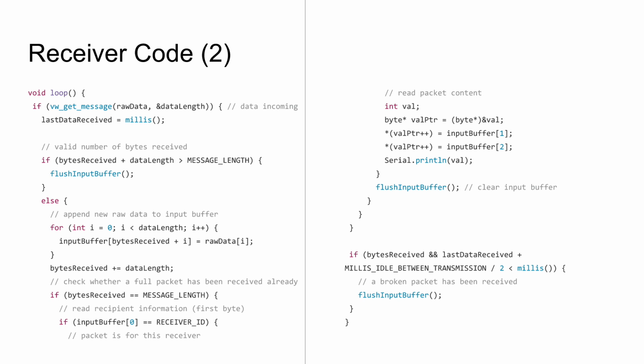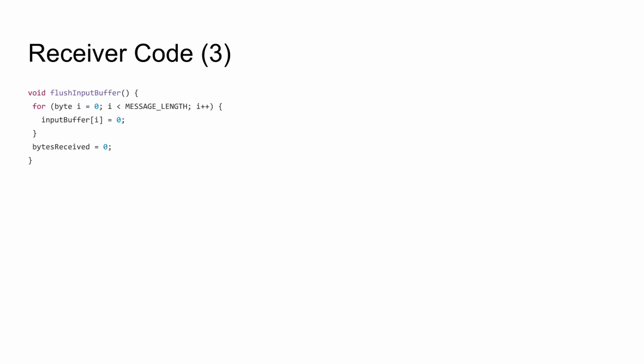If this is the case, now we are on the right side of the slide, the packet content is being read and interpreted, and in this case just printed over the serial monitor, while in my example it was used to change the brightness of the LED. And on the third slide there is just the flush input buffer function, and I don't want to discuss it. I just included it to have the whole thing here in the presentation.